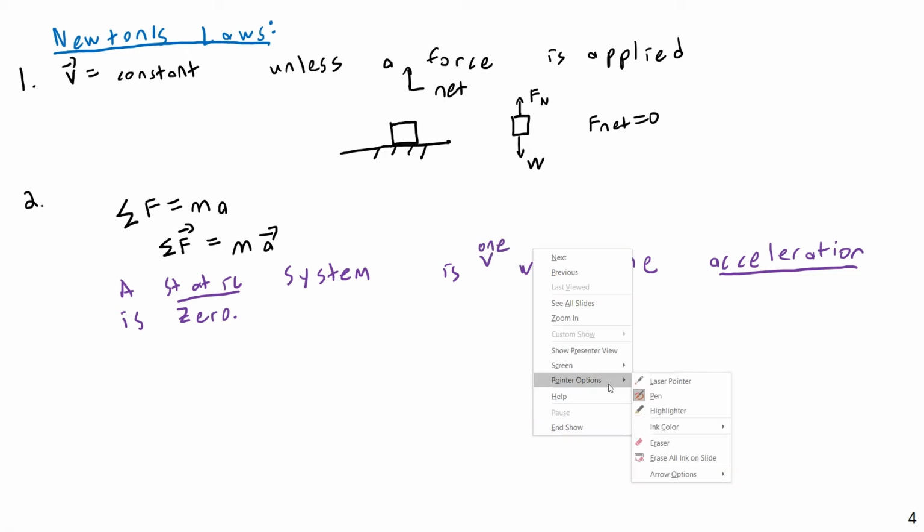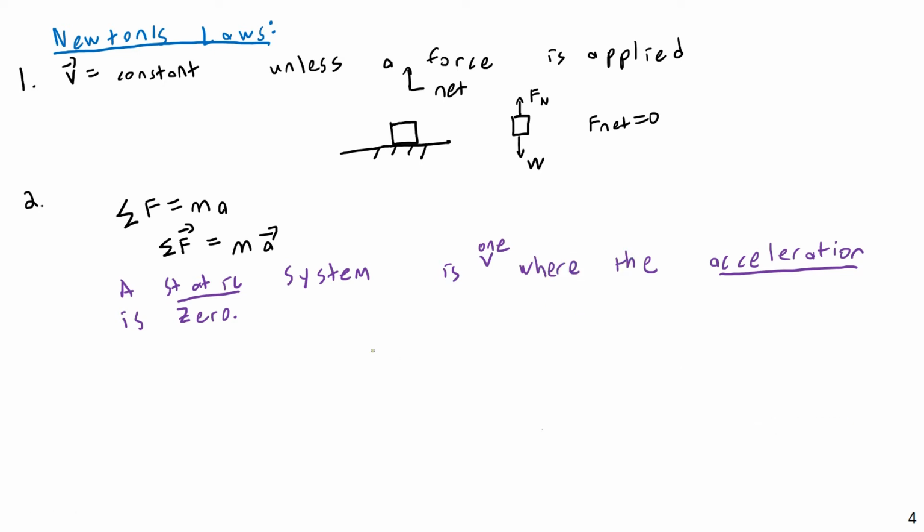So what does that mean? All we know about it is that the acceleration is 0. The forces are not equal to 0. Forces are still certainly present, but the sum of forces is what's equal to 0. Therefore, because the acceleration is 0, we can say that the summation of forces is equal to 0.